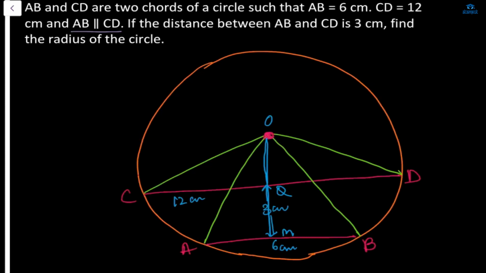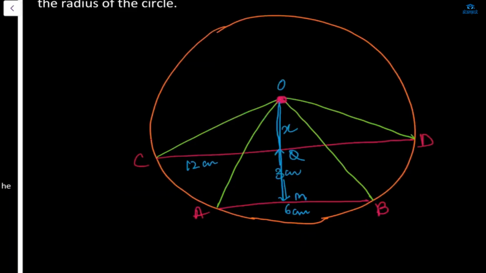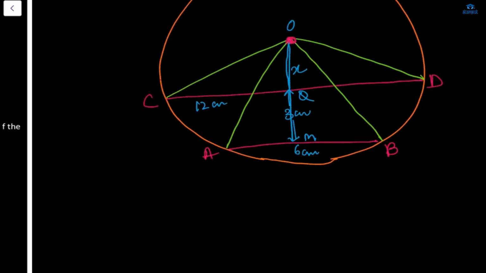So we can take it as X. Okay, whenever we don't know the value, we take it as X. Yes or no? Now, any idea how you're going to solve this? Okay, now keep this diagram in your mind.